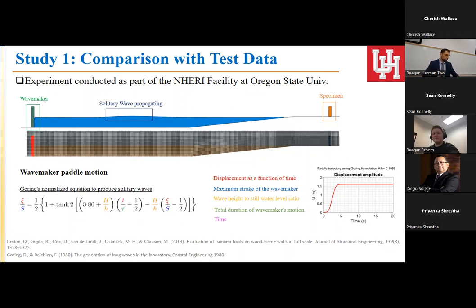Then the pressures and the velocities were captured, velocities, of course, on the fluid part and pressures on the solid part.